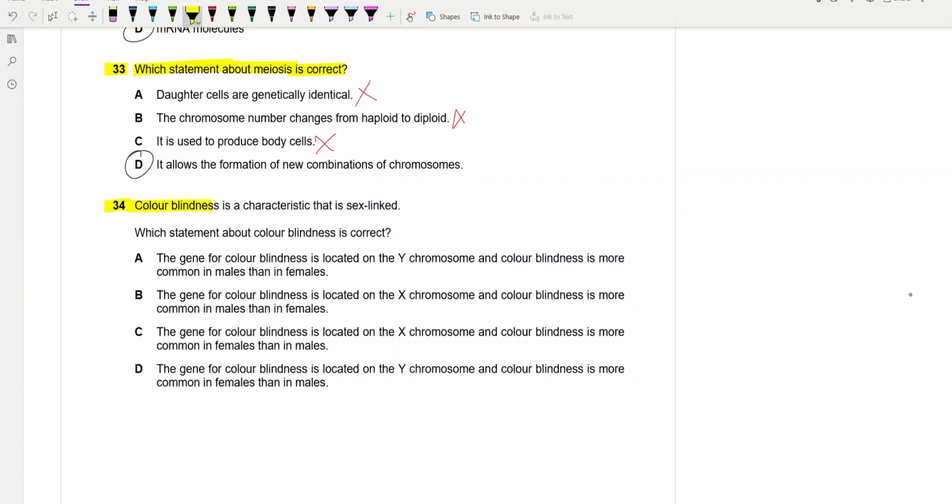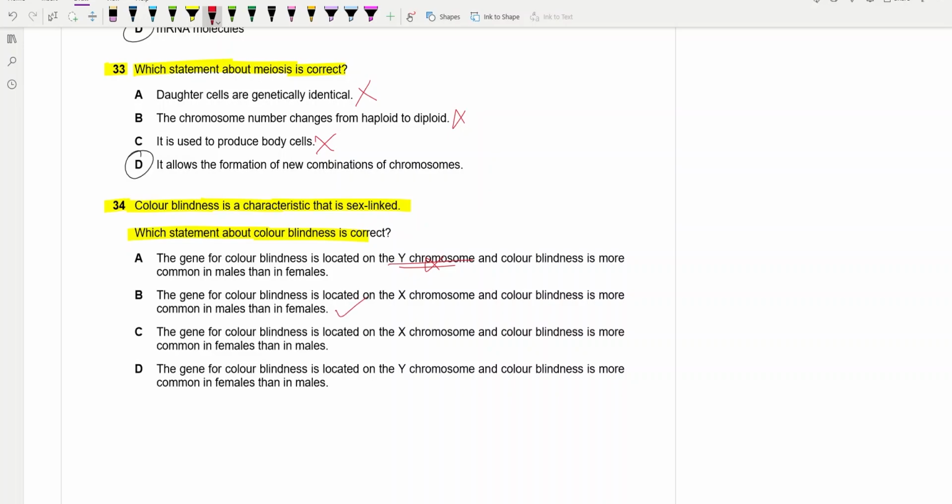Question number 34. Color blindness is a characteristic that is sex linked. Which statement about color blindness is correct? Option A says the gene for color blindness is located on Y chromosome, which is wrong. It is located on the X chromosome, and color blindness is more common in male than in females. Option B says the gene for color blindness is located on X chromosome, and color blindness is more common in males than in females, which seems correct.